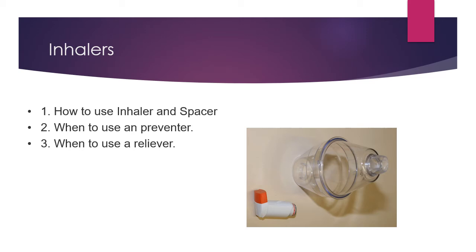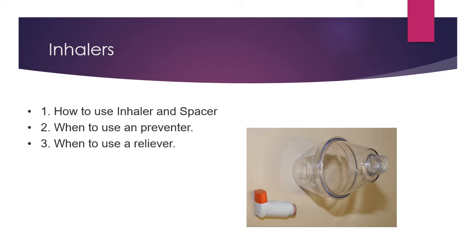So a preventer, my preventer is a brown inhaler, and I have to take that twice a day, every day. That inhaler wouldn't really help me if I was having an asthma attack, but it's an inhaler that I take on a regular basis to keep my asthma under control, to keep my bronchioles, like the diagram that I showed you earlier, clear. And then a reliever, my reliever is a blue inhaler, and a reliever is something that you use to relieve you. That's why they call it a reliever.